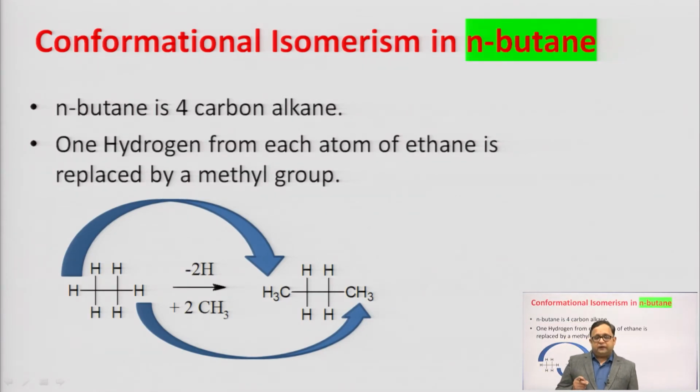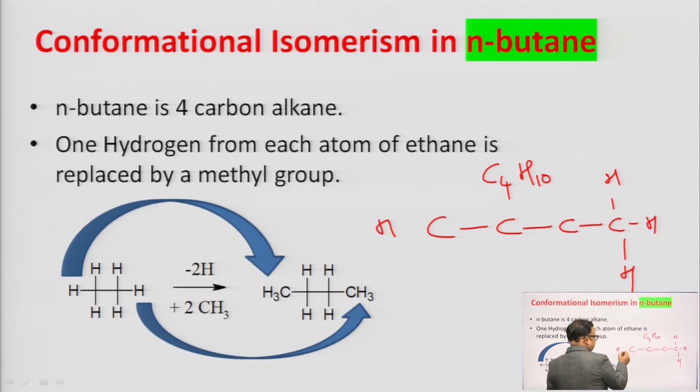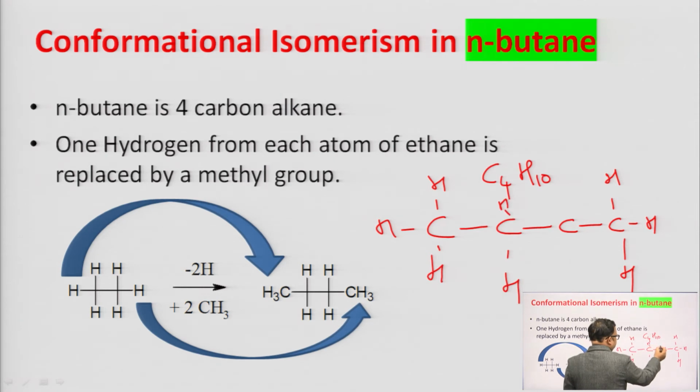Now, the next molecule is n-butane. n-butane has 4 carbons. This is C4H10. Ordinarily, we represent butane like this. And ethane we represent like this.